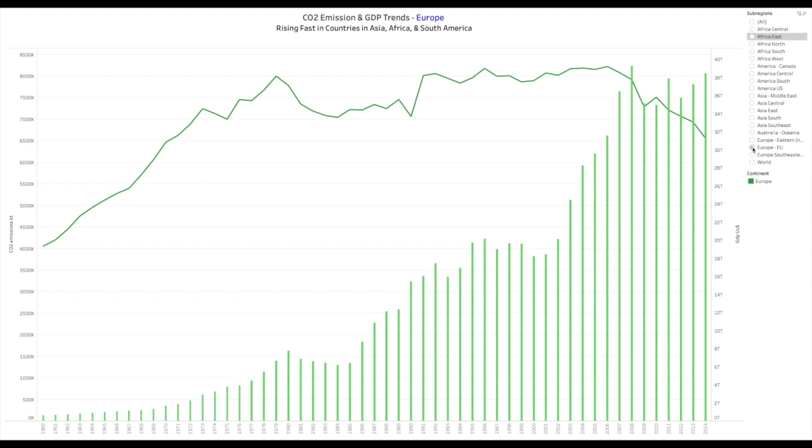I'm going to use Europe as an example. So you can see back in the early 1960s, there was an upward trend, which continued for about a decade. But recently, with policy changes, strategies for adaptation and mitigation, we are seeing a decline in CO2 emissions despite an increase in GDP.